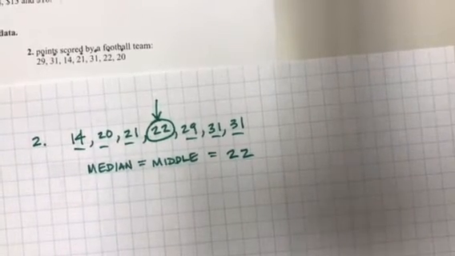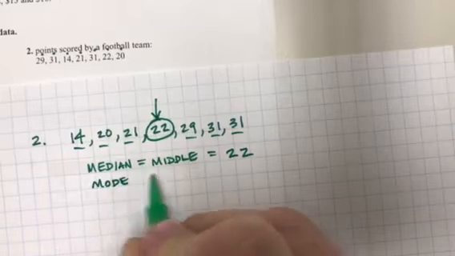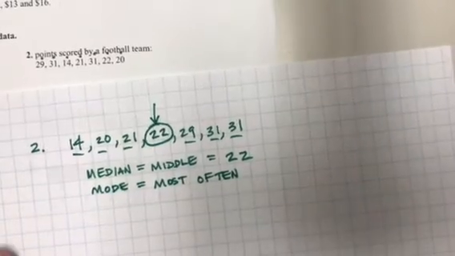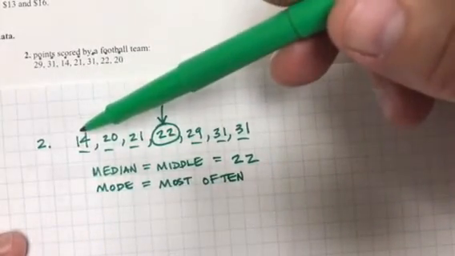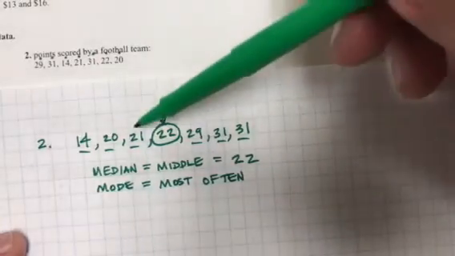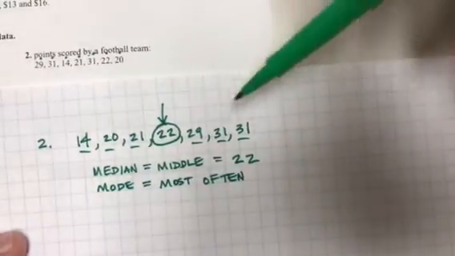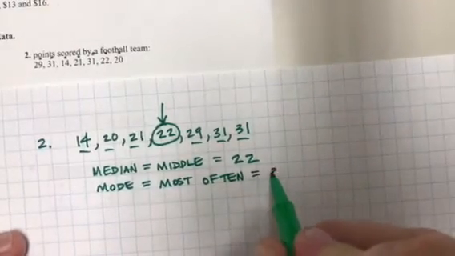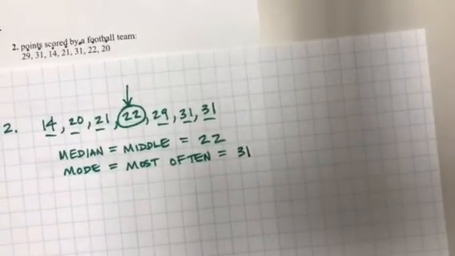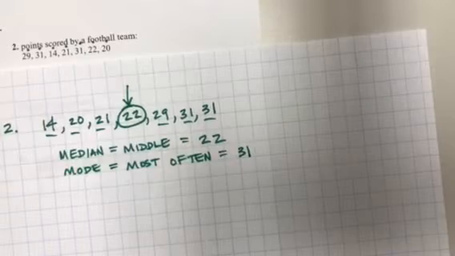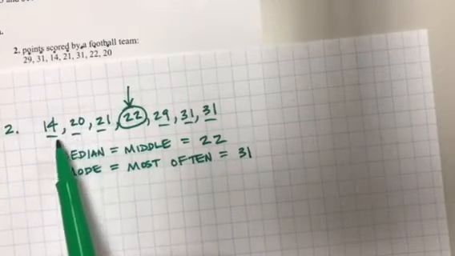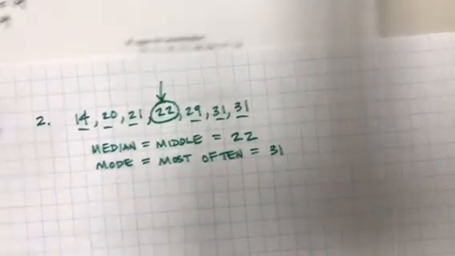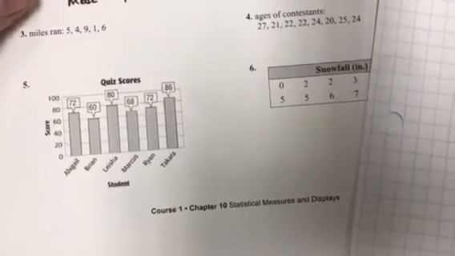If I want to find the mode, we said that the mode stands for most often. So that's the number that shows up more often than any other numbers. Well, there's only 14, there's only 20, there's only 21, 22, 29, but there's two 31s. So that means that the mode is going to be 31 in this set of data. Very easy to do. If you've got them set up in order from least to greatest, it's really easy to find the mode. Let's look at an example that deals with a bar graph.